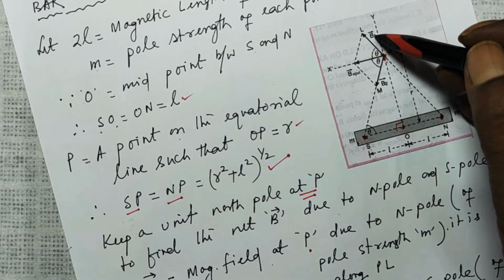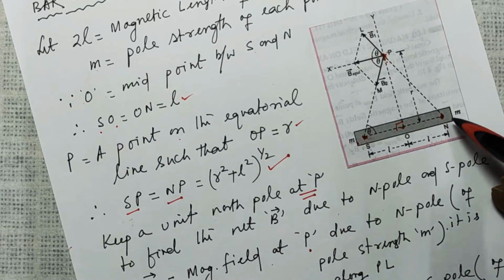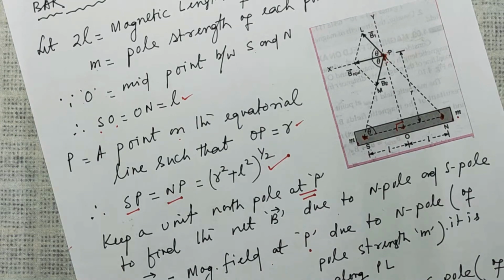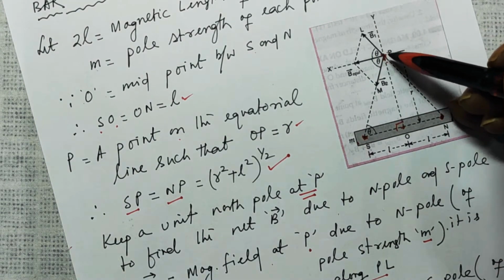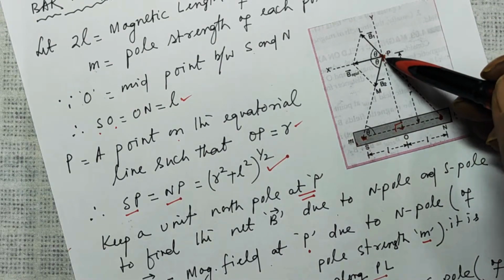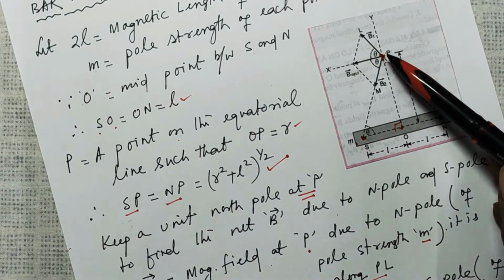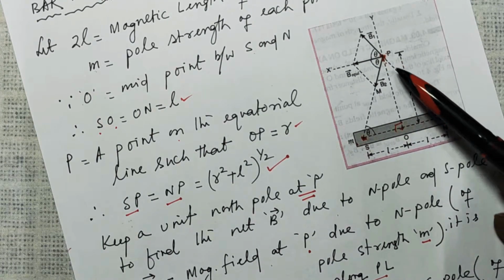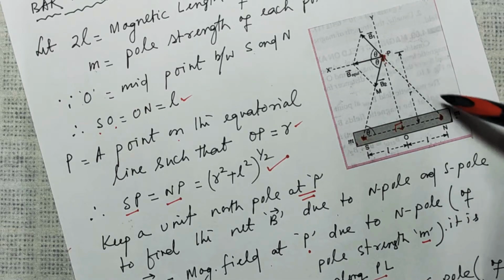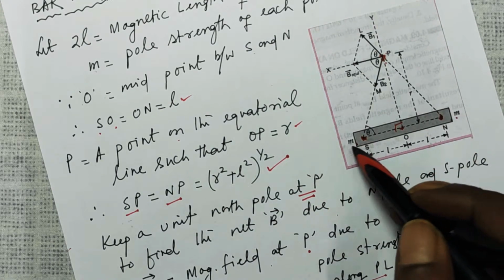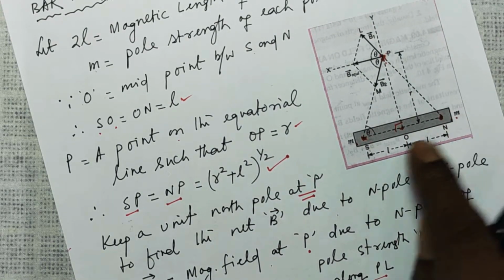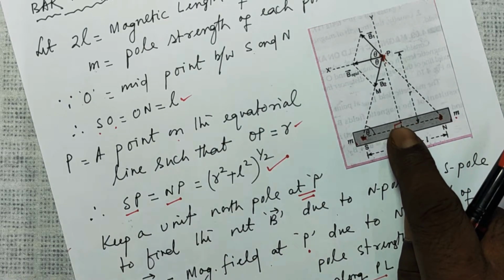B1 is the magnetic field at P due to this north pole having a pole strength of small m. So the magnetic field at P due to the north pole of pole strength m is along PL. It is along PL because this is a north pole and this is a unit north pole, so this north pole will push the unit north pole like this. Of course, this unit north pole will push this magnet down, but we are interested in finding the field due to this bar magnet at this point, so we don't have to move this magnet. We have to keep it fixed.